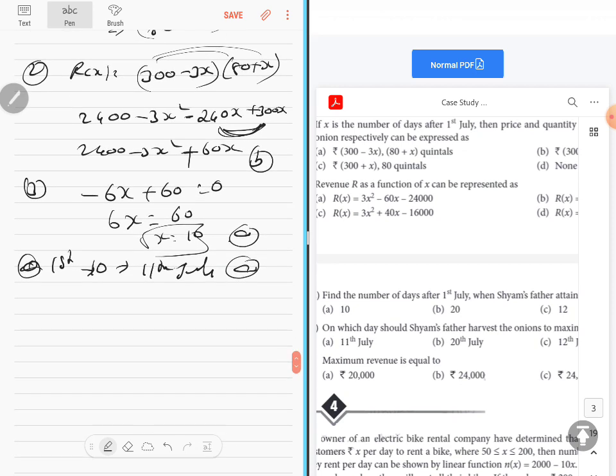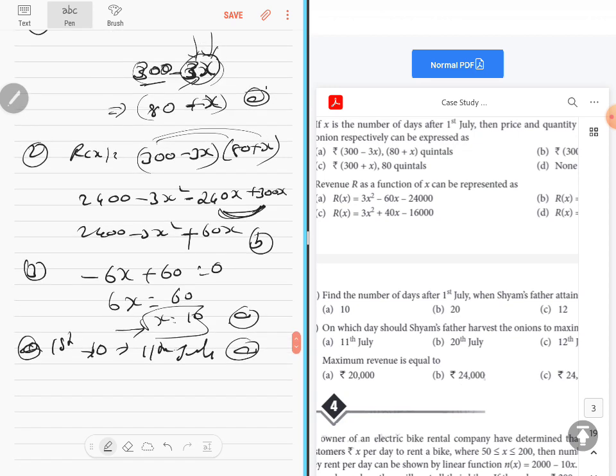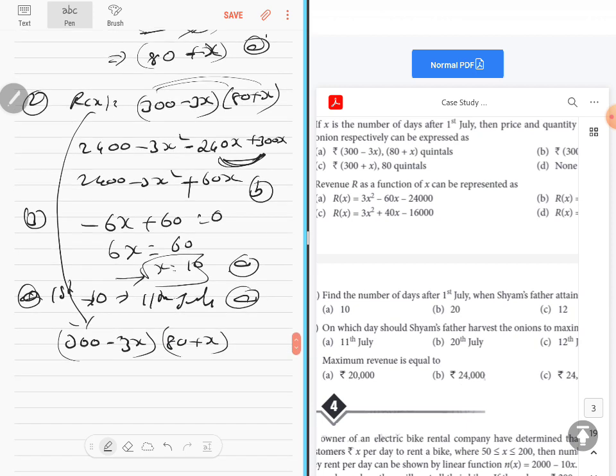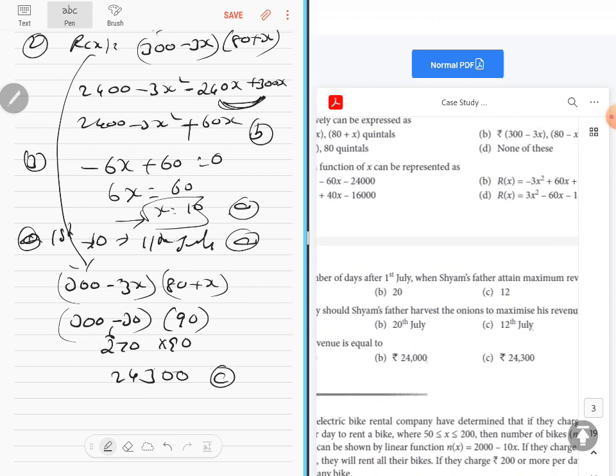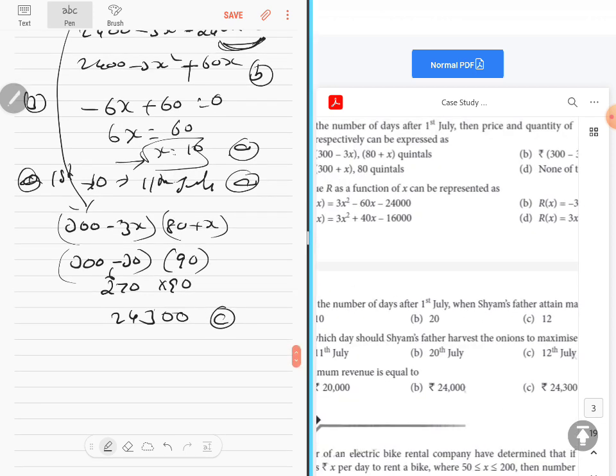Maximum revenue: x is 10 now, just put it in the revenue. The revenue is 300 minus 3x into 80 plus x, where instead of x you can write 10. 300 minus 30 into 80 plus 10 is 90. So it's 270 into 90. 9 7s are 63, 9 2s are 18, so 24300. So hence C is the right answer. So let's do the next question.